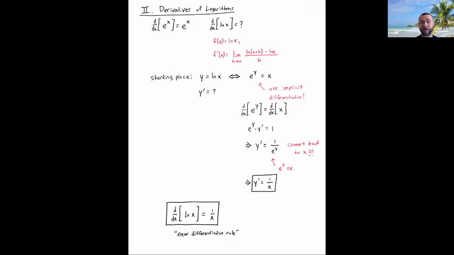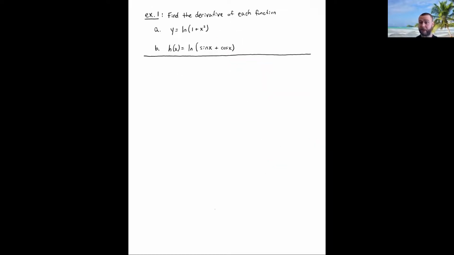All right, so let's go ahead and put that to use with some pretty basic examples. We'll do 2 here. Notice for each of these, we have natural log, but functions inside. And when you have functions inside functions, we use the chain rule to find those derivatives. All right, so you might want to pause the video here, give these an attempt, and we'll check back in a few minutes.